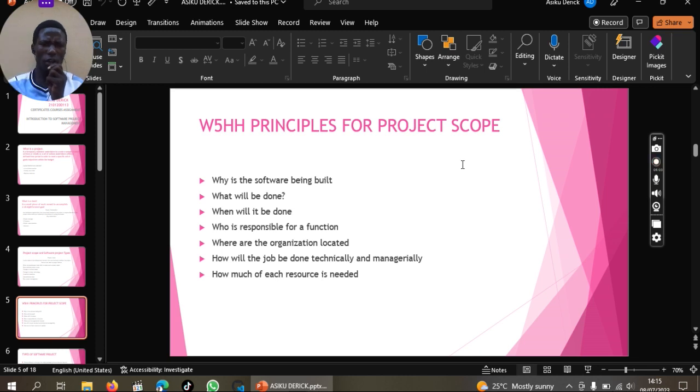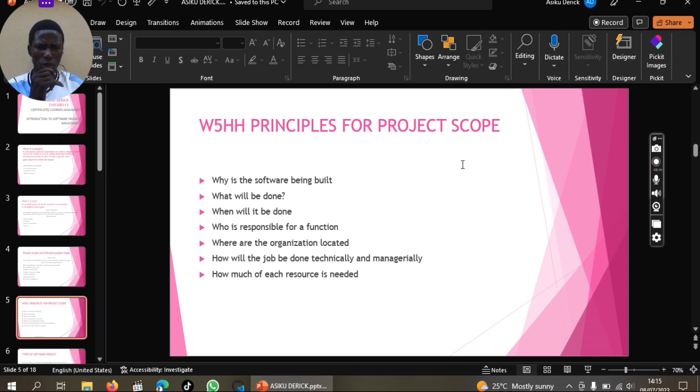Like, why is the software being developed? This one talks about the purpose of the project or the purpose of the software. Specifically, this course is about software project development. Then what will be done? In the process of developing the software, what will be done? Then when will it be done? That one comes to the duration.